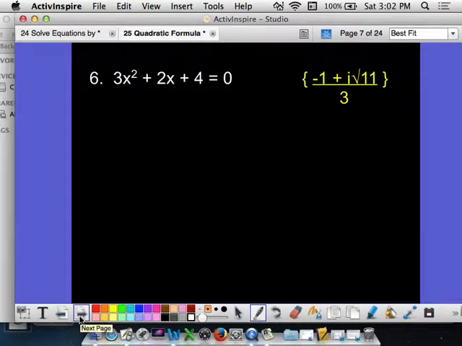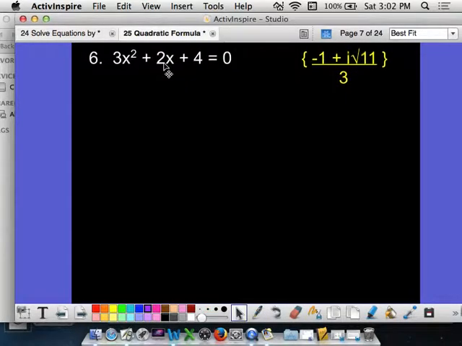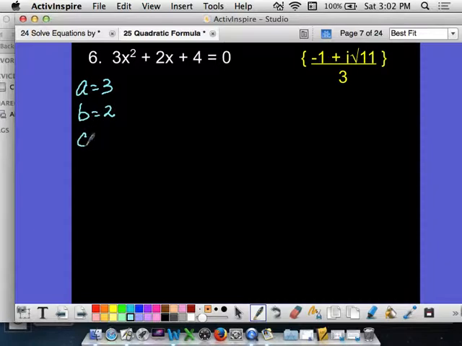Okay, number 6. This is written in decreasing power, so far so good. Now I want to find all the given information. So I'm going to plug in. A is 3, B is 2, C is 4. I'm looking for the discriminant, and I'm looking for the values of x.